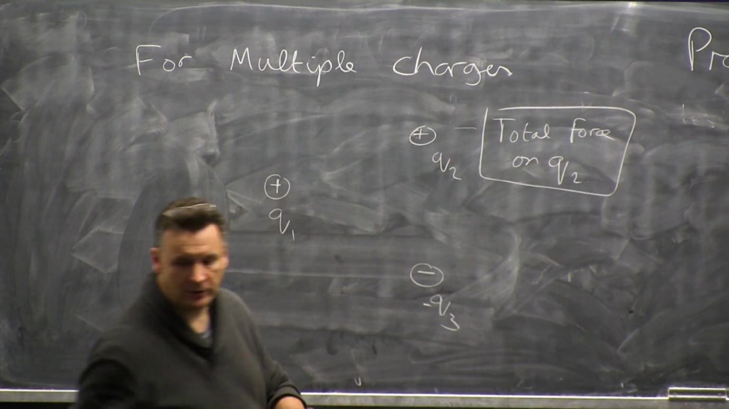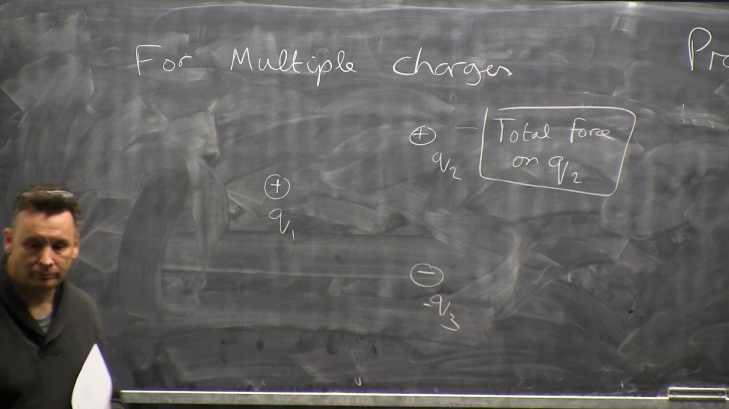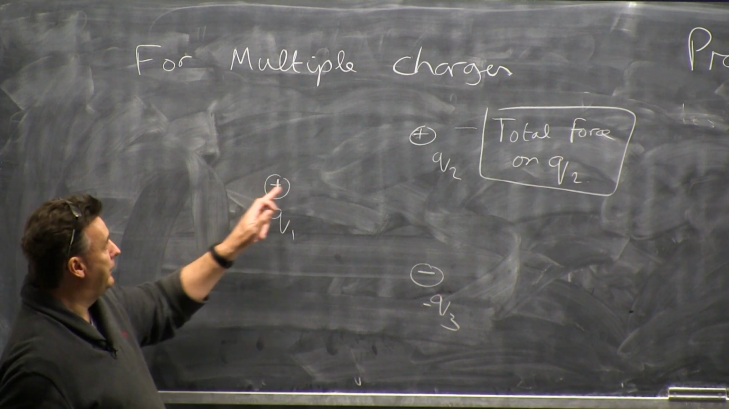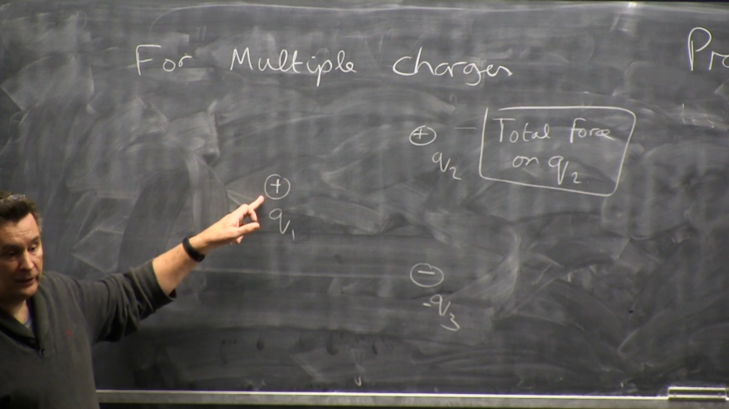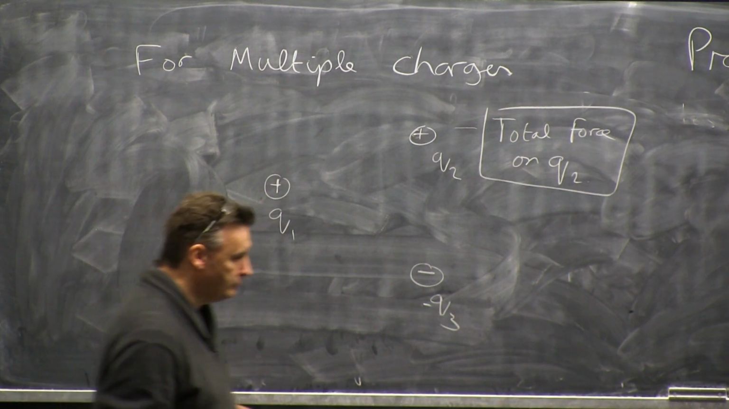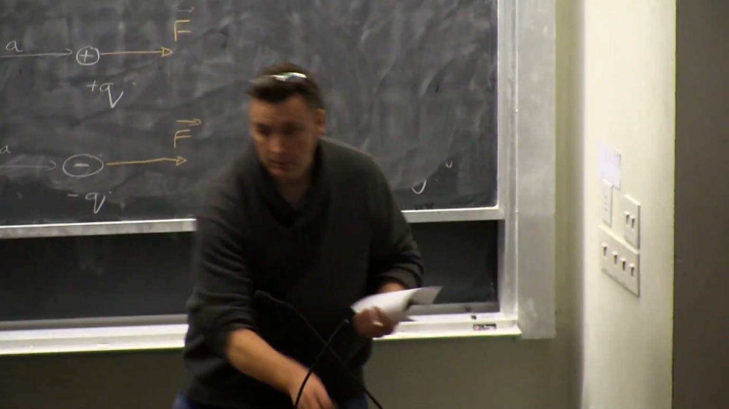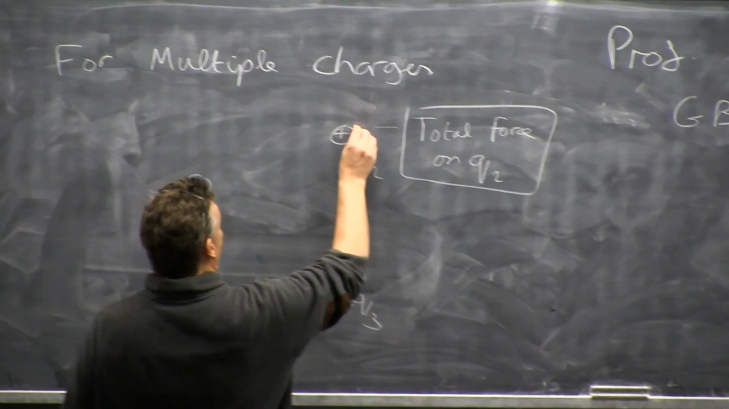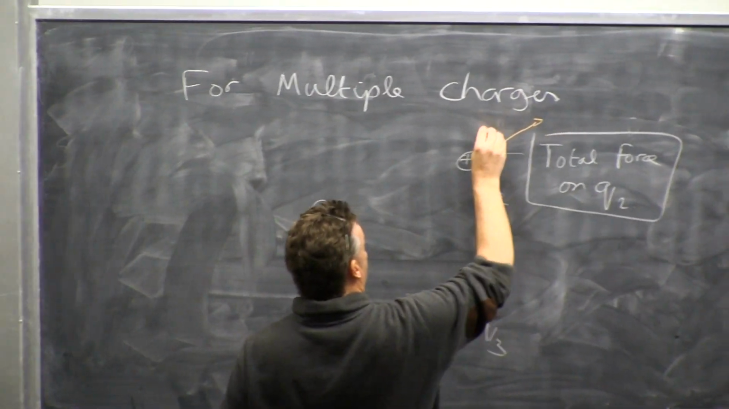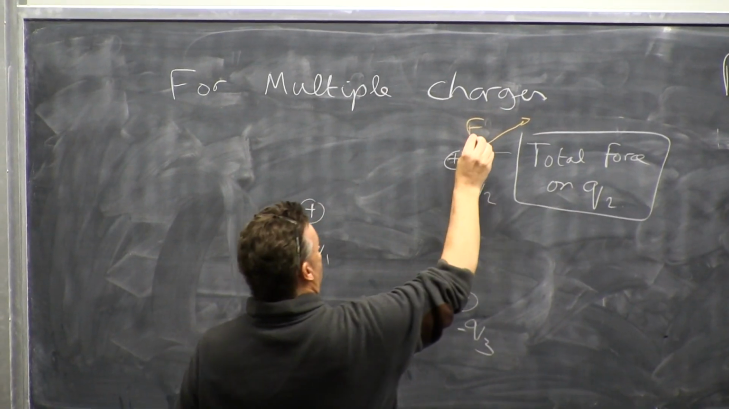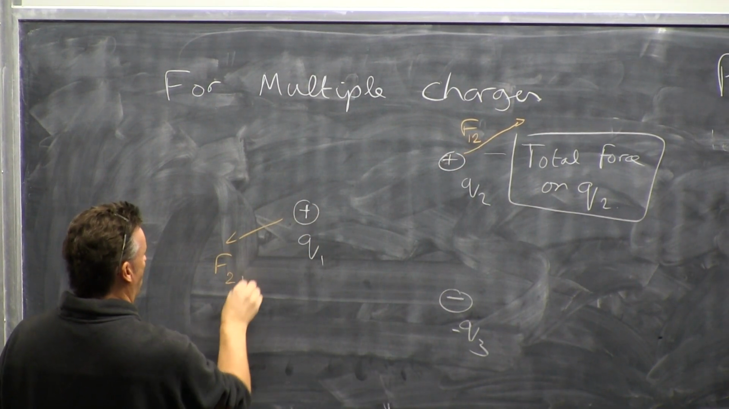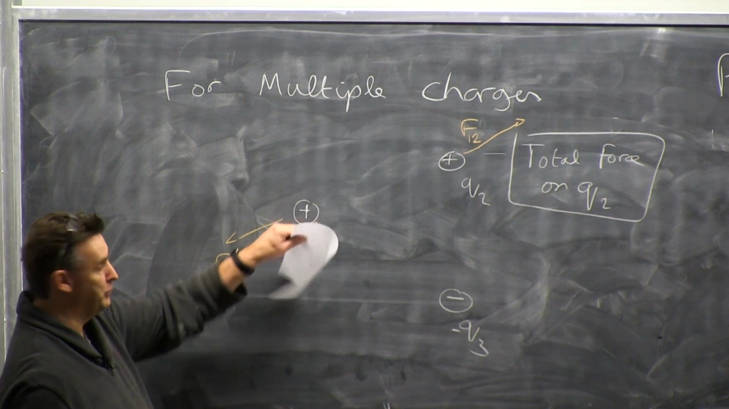So for the exam question, it says, what's the total force on Q2? Well, what do I need to know? I know there's going to be a component because it's interacting with Q1, and I can predict which direction that goes in. They're both positive, the same, so they're going to be repulsive. So there's going to be a force this way. This would be F1,2, and this we could say is F2,1, force due to 2 on 1.